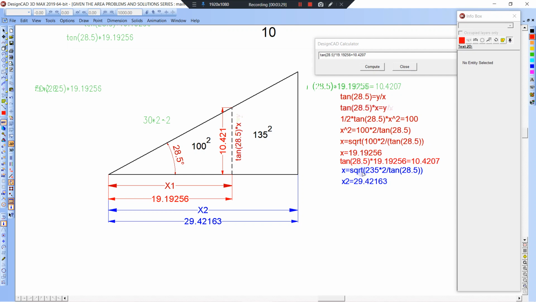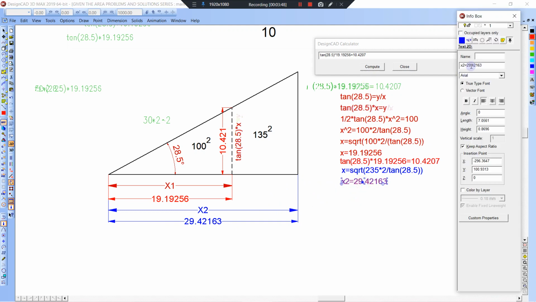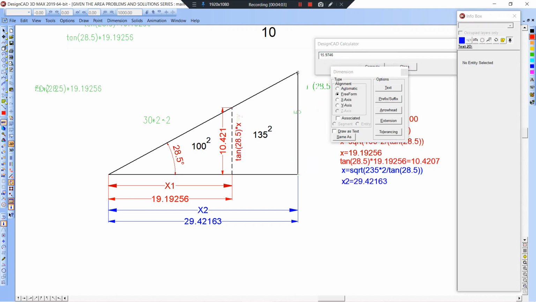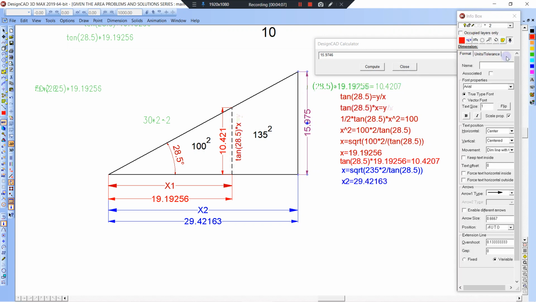Then do the same thing here, except we don't really need to do the whole get-to-the-formula part again. Just change the area. So the square root, instead of the area being 100 like it is here, we're just going to change that to 235. And then you'll end up with 29.42. And then same thing here, and we'll end up with 15.975.